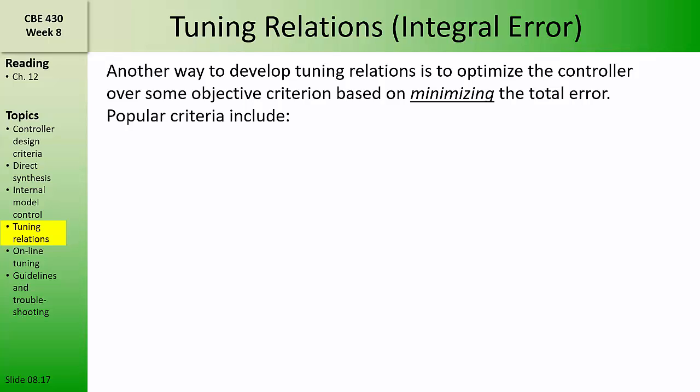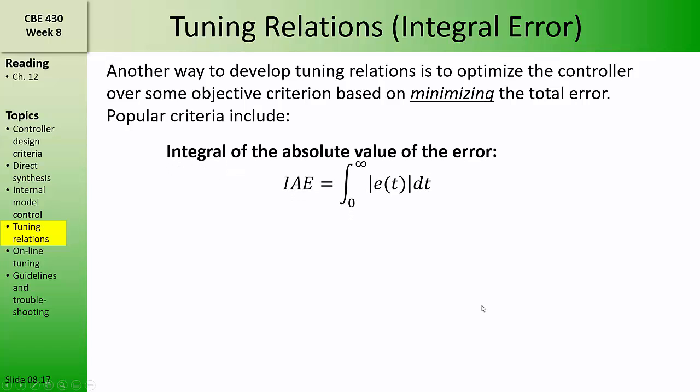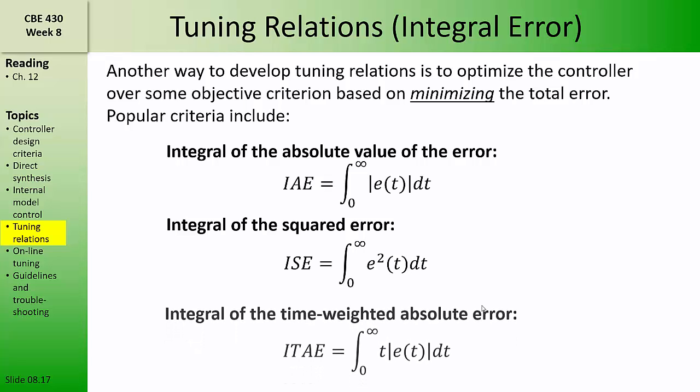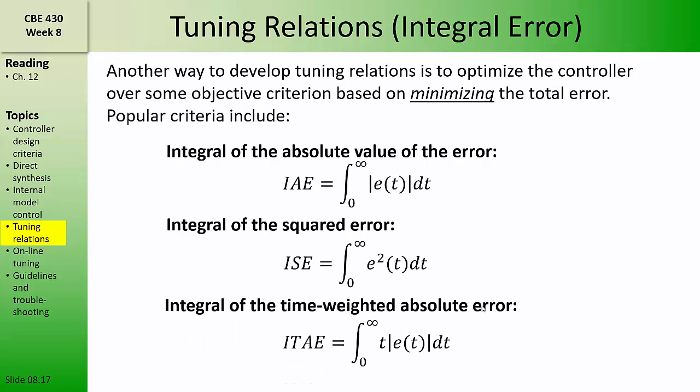In addition to the IMC method and the direct synthesis method, there are a variety of published tuning relations. Our textbook next introduces integral error methods and the AMIGO method. The integral error methods are based on minimizing the total error. Popular criteria for developing integral error methods include the integral of the absolute error, the integral of the squared error, and the integral of the time-weighted absolute error.